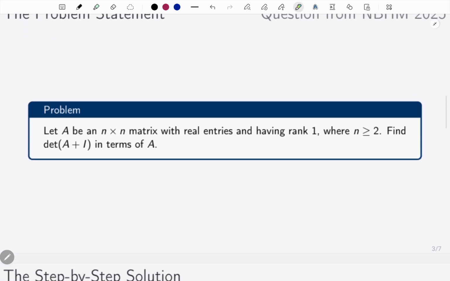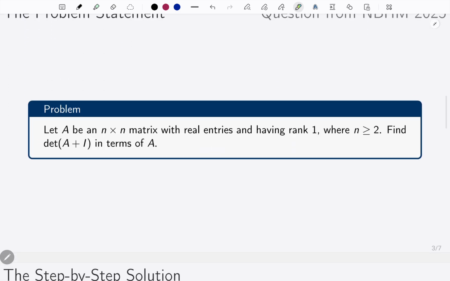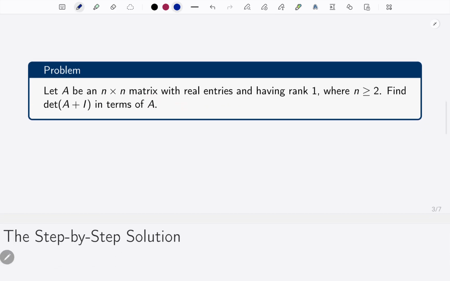So let us quickly understand the statement of the problem first. Let A be an n cross n matrix with real entries and having rank 1, where n is greater than or equal to 2. Find the determinant of A plus I, where I is the n cross n identity matrix. In terms of A, that is important. I need to find it in terms of A, in the sense of properties of matrices related to A. Fine. Let's start with the problem.